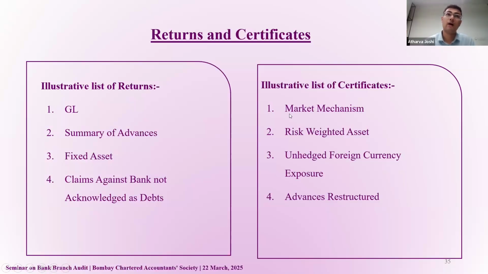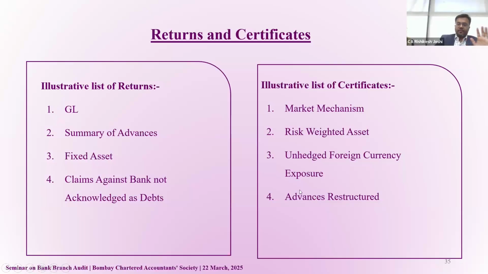We can have certificates like market mechanism. In case of capital adequacy ratio, we see the risk-weighted asset certificate. In case the bank has a foreign exposure, basically the borrowers of the bank having exposure, we can check whether there is exposure. We have the unhedged foreign currency exposure certificate in respect of accounts which are restructured during the period. Again, they are certified in a proper format.